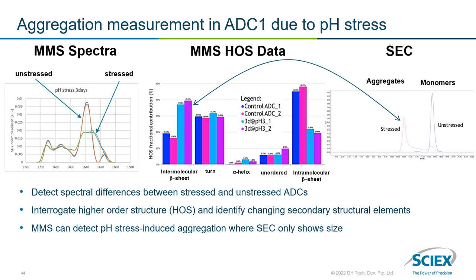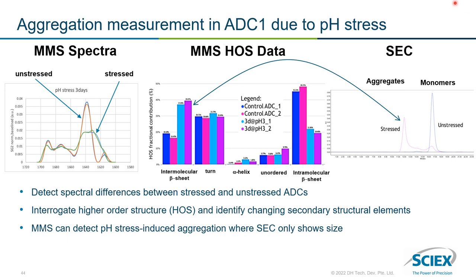In this example, MMS is being compared to SEC, or size exclusion chromatography. SEC is a classical tool for measuring the size of a protein, and changes in size allow one to detect the presence of larger protein aggregates. This is an ADC, or antibody drug conjugate study, and it is a pH stress study. In this study, the ADC was stored at pH 2 for 3 days, and the size and protein structure are compared to the non-stressed ADC sample.